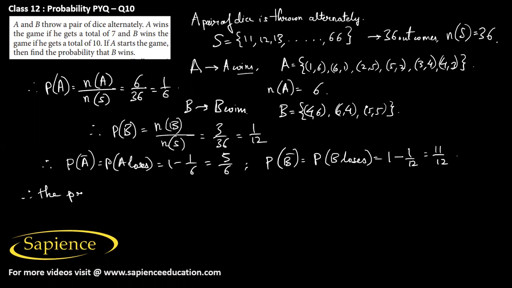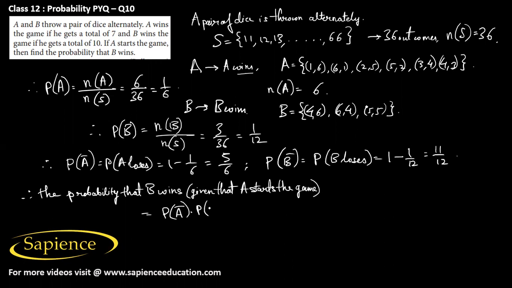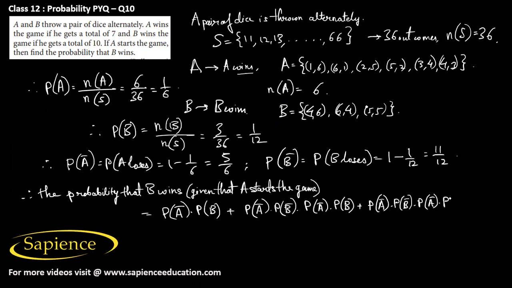Therefore, the required probability that B wins, given that A starts the game, would be equal to the probability that A loses the game times the probability that then B wins, plus the probability that A loses and then B also loses, and then A also loses and then B wins, plus the probability that A loses, B loses, A loses, B loses, and then again A loses, and then B wins. So like this, I can go on till infinity.